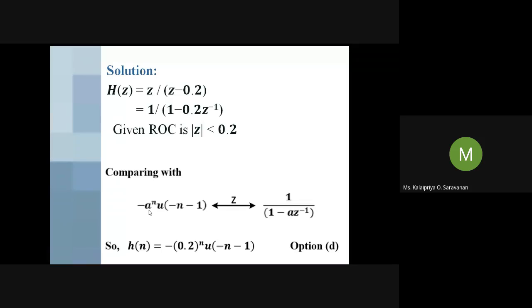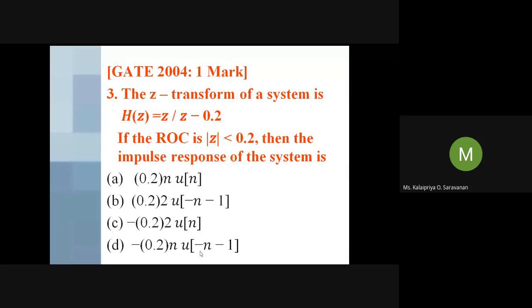So what should your H of N be? Minus A power N U of minus N minus 1. So H of N is given, with A as 0.2, as minus 0.2 power N U of minus N minus 1. So from the given options, option B is the right answer.